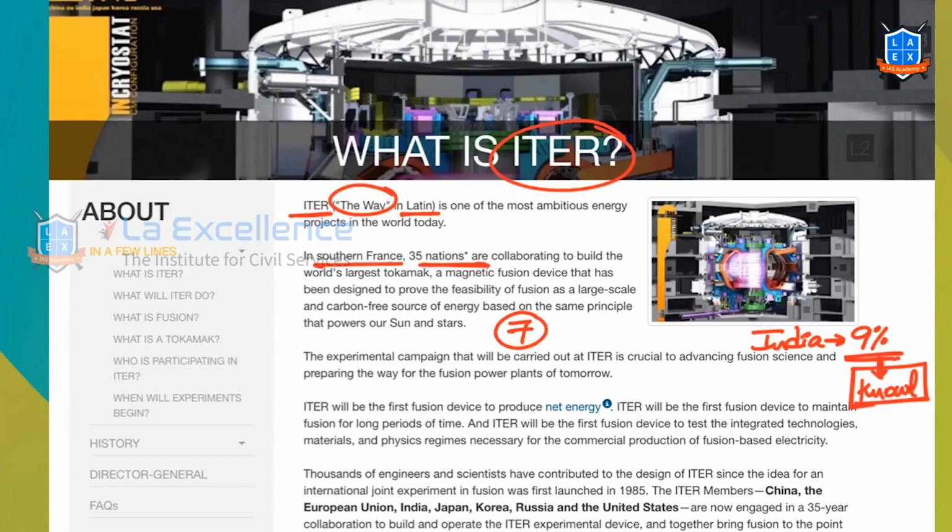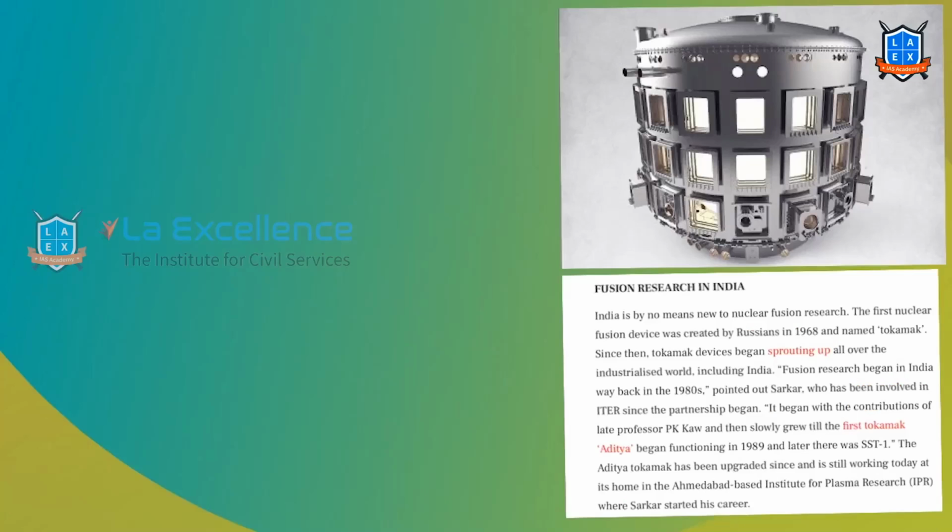See this one. In 1985, this idea of fusion reactors started. China, European Union, India, Japan, Korea, Russia, United States. Korea here means South Korea. All these are participating. There are other countries also, 35 nations total. There are other countries that are collaborating scientifically, but these countries are funding also.